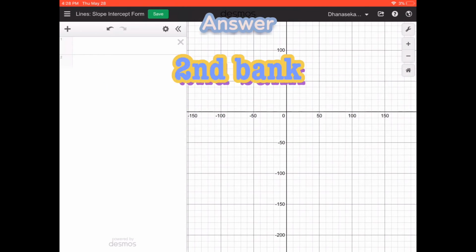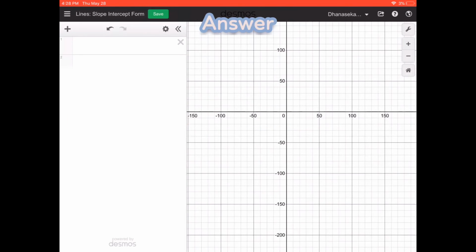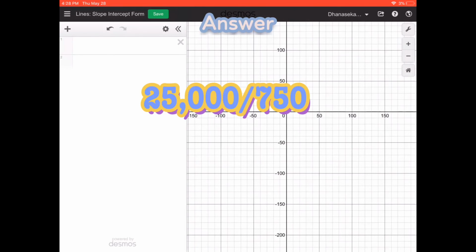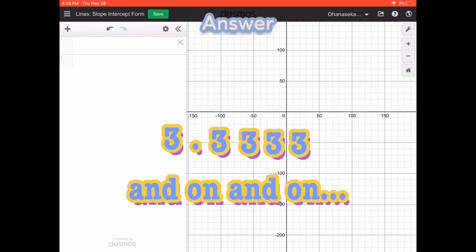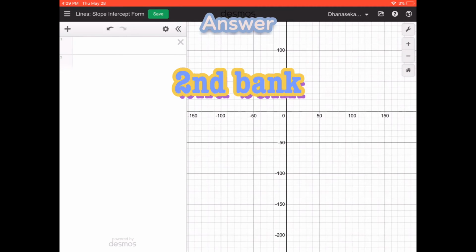And the second bank asks to pay $750 a month, and there's no advance payment, no down payment. So we just have to divide 25,000 by 750, and we get a very irrational number of 33.33333, and on and on and on. So that would be around 33 weeks. So he would save 7 weeks more if he went to the second bank. So the second bank is the right answer.